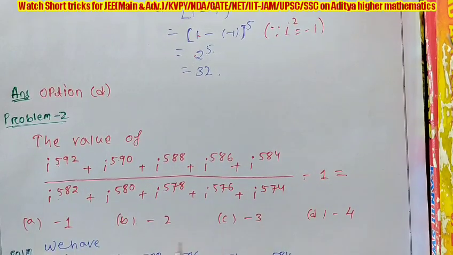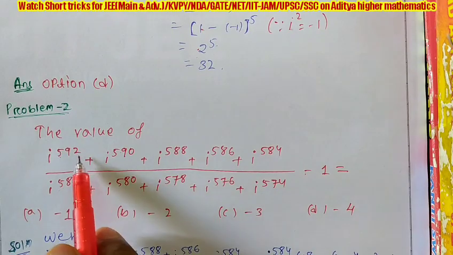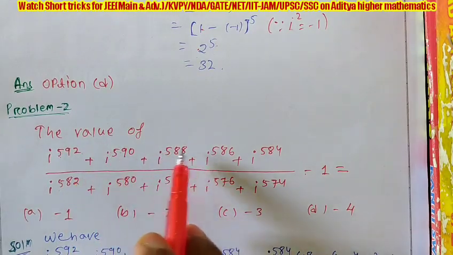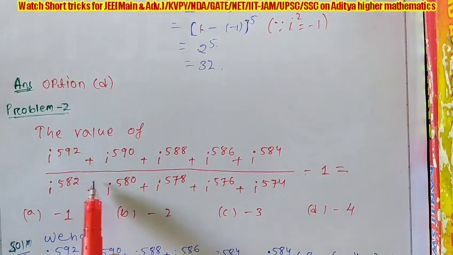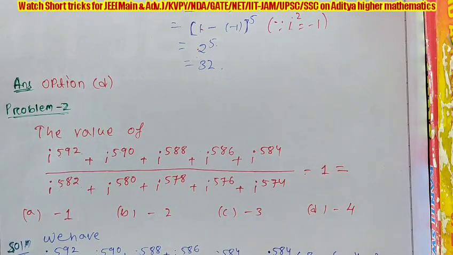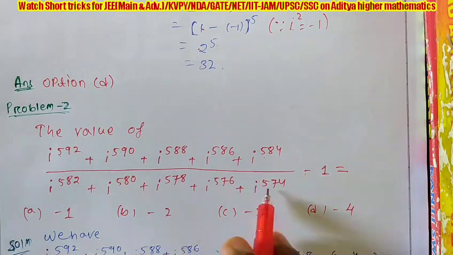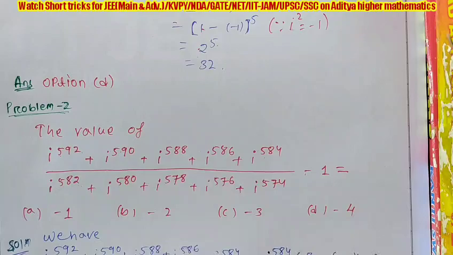You have to choose. Now you observe one thing. Here the difference is 2 in each power. In the denominator also the difference is 2 in each power. For such type of same-difference power questions, you have to take common from the numerator, and from the denominator also, the lowest power given. This is the trick.